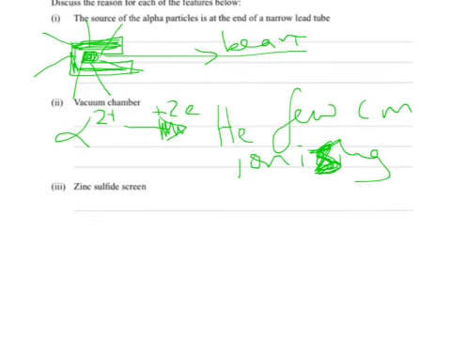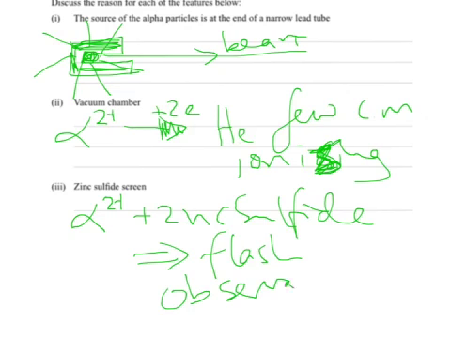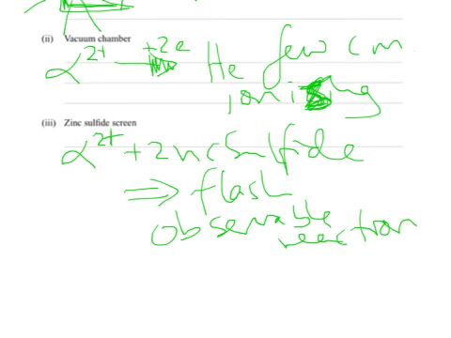The zinc sulfide screen interacts with the alpha particle to produce a flash, so zinc sulfide leads to flash or observable reaction, and that's the key. You can see the observable reaction, you can see where it's striking, and you can record your results because of that. And that's this question.